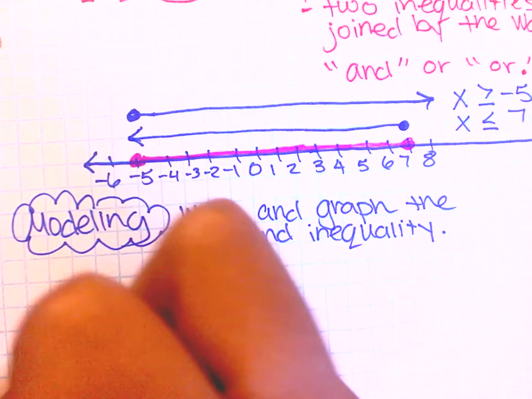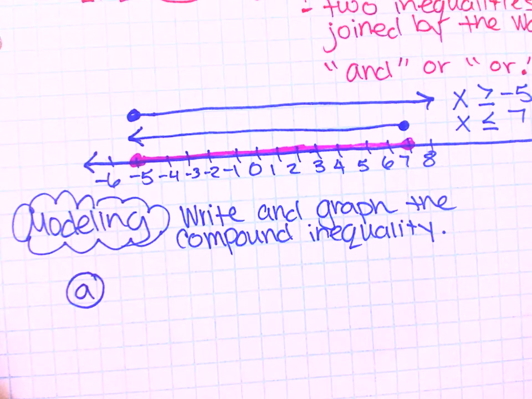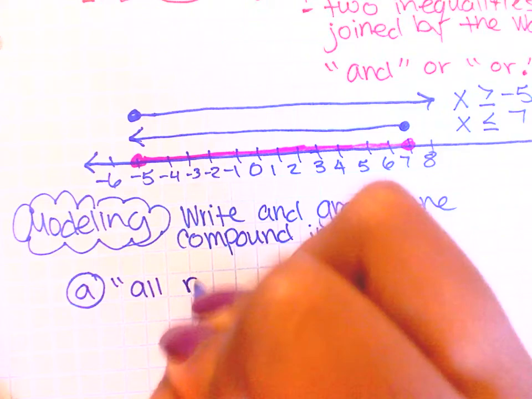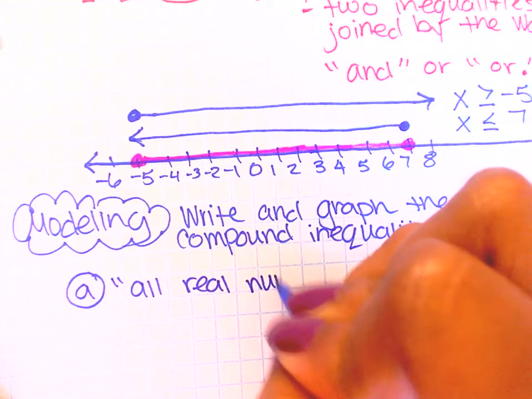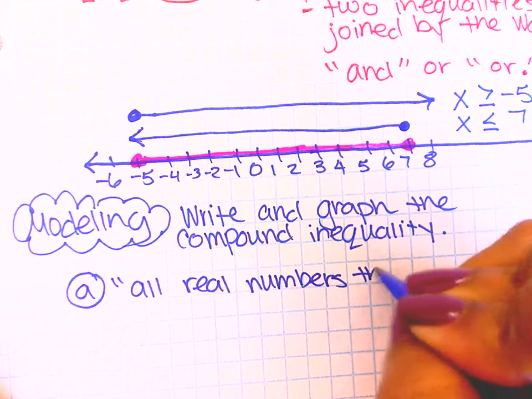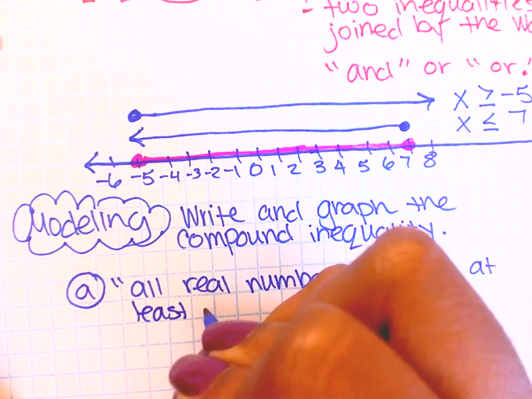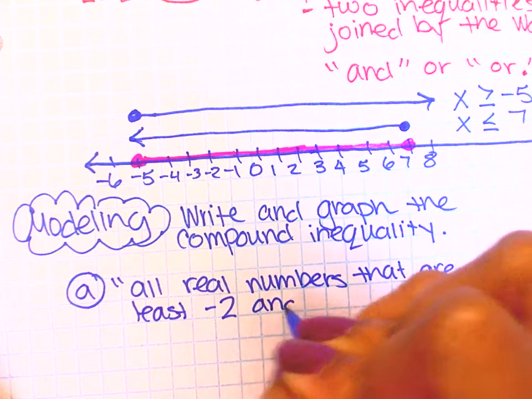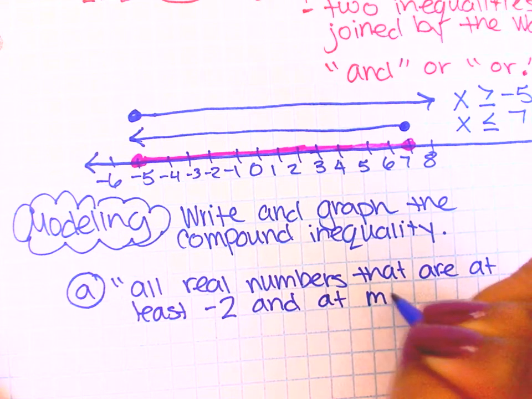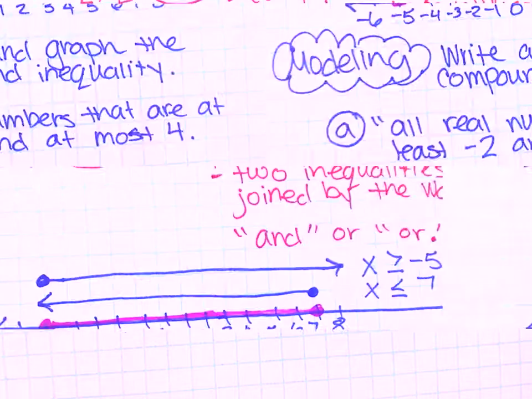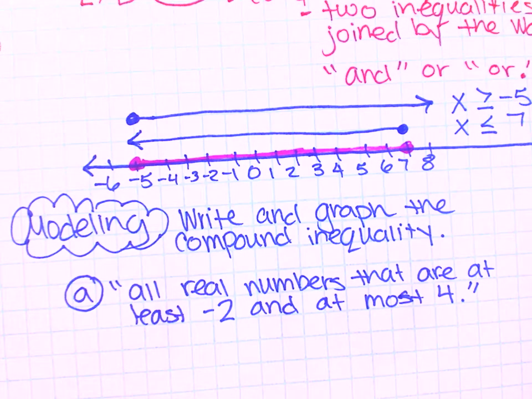Okay, letter A. They're going to give you it in word form. So here's what they give you. All real numbers that are at least -2, and there's that word, at most 4. Please write that down. All real numbers that are at least -2 and at most 4.